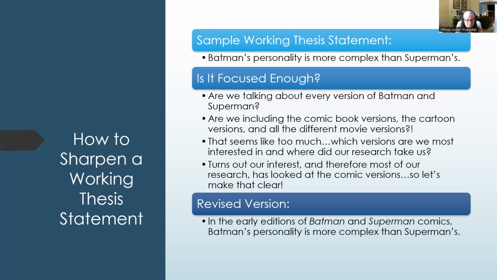That's where I was really focusing most of my attention when I was looking at the personalities of these two characters. So let's revise the thesis statement so that it makes that clear to the reader. In the early editions of Batman and Superman comics, Batman's personality is more complex than Superman. Okay, now my reader knows we're not even going to touch the later comics. We're not even going to touch the cartoons. We're not even going to touch any of the movies. Only the early editions of the comics. So my reader is a little more prepared now, right?